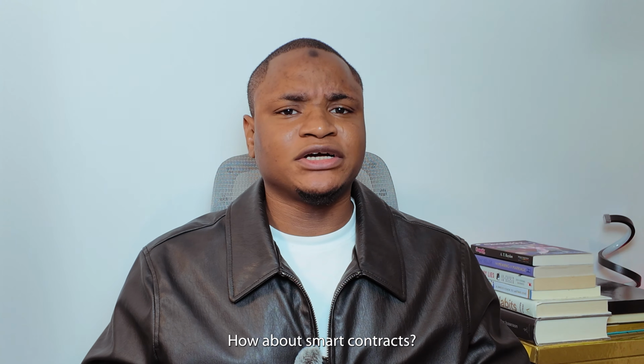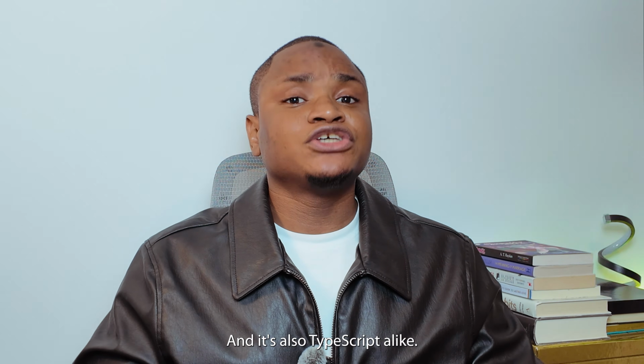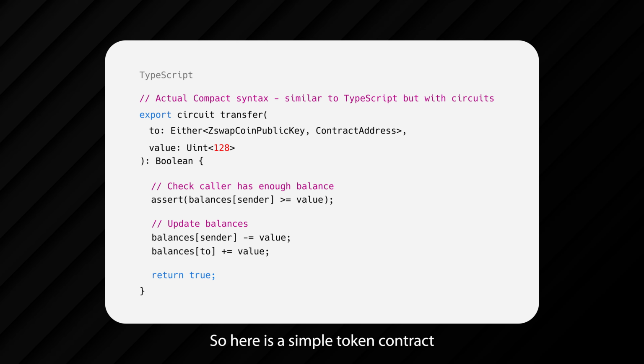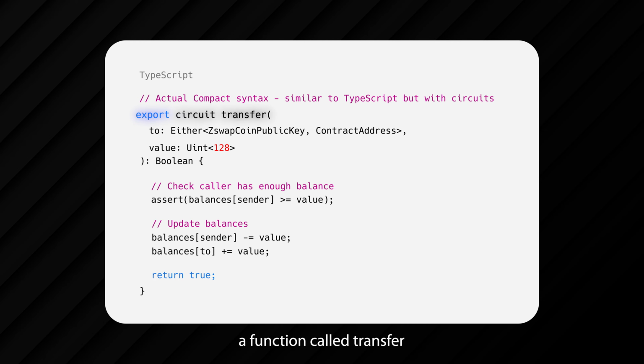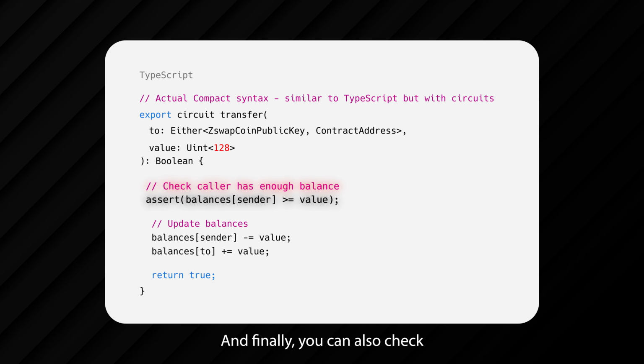How about smart contracts? We have the Compact programming language that allows you to build privacy-preserving smart contracts, and it's also TypeScript-like. Here is a simple token contract where you can take a look at what the Compact syntax looks like, quite similar to TypeScript, but with circuit. A function called transfer, where you specify the address you want to transfer the asset to, and the value that you want to transfer.